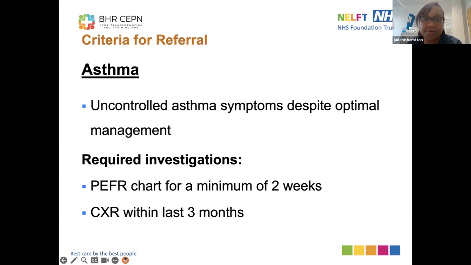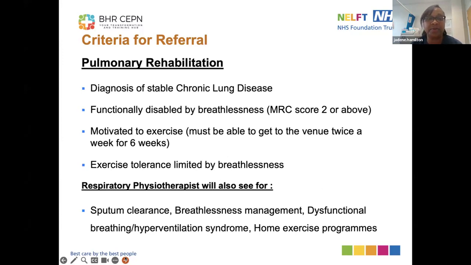Next slide. Okay, so the criteria for rehab. They must have a diagnosis of a chronic lung disease. So not for heart failure, not for pure undiagnosed breathlessness, but a diagnosis of a chronic lung condition. Functionally disabled by breathlessness, so we're looking at an MRC score of 2 or more. They must be motivated to exercise. What does that mean? They must be able to get to the venue, and they have to commit to the program for at least 6 weeks, twice a week, whether that be by public transport or driving, things like that. And another criterion is that exercise tolerance is limited by breathlessness.